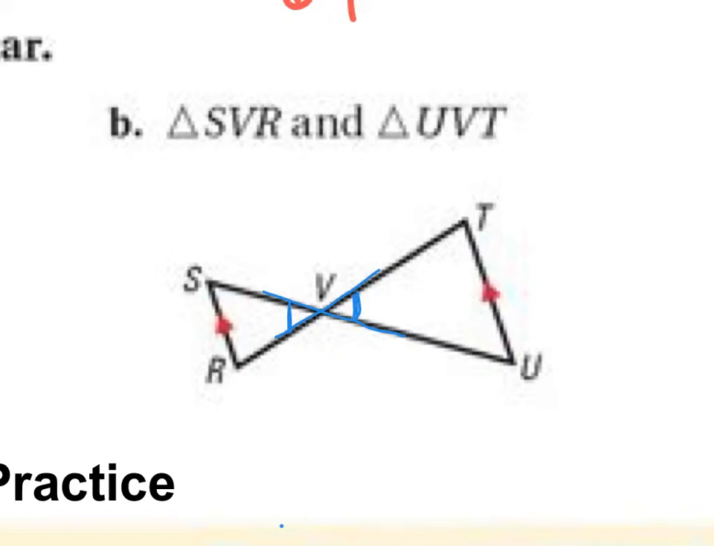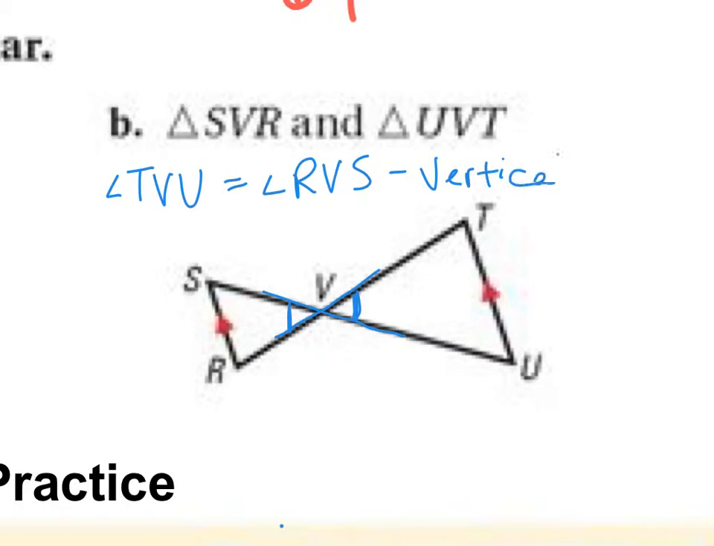So maybe I say something like angle TVU is equal to angle RVS. And I could just maybe say vertical angles. Okay, so I need a second angle measure in order to prove that these are similar.